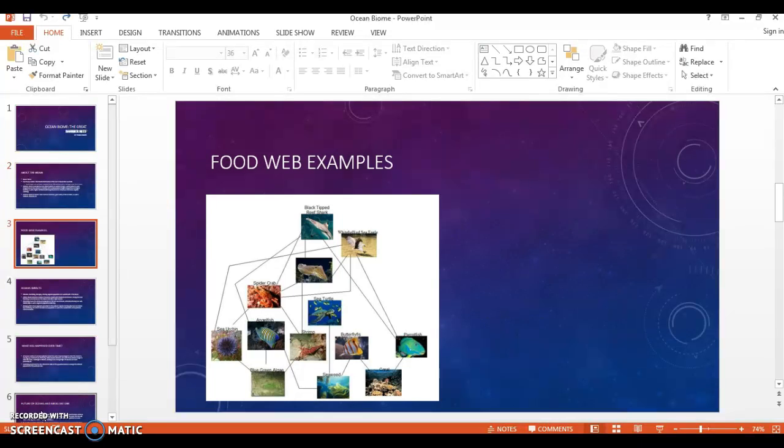This is an example food web, and it is focusing on animals that are found near the coral reefs, like the sea urchin, the angelfish, and the black-tipped reef shark.